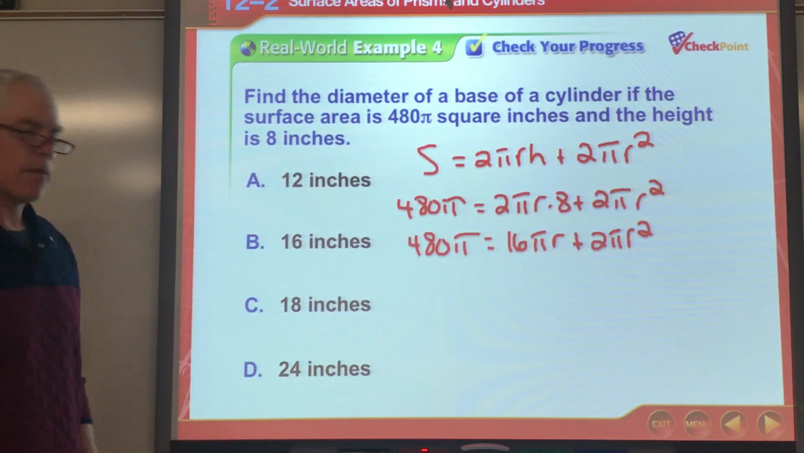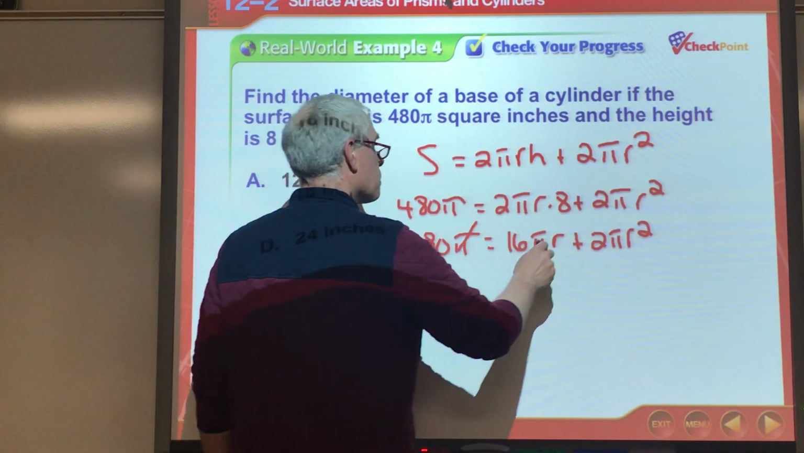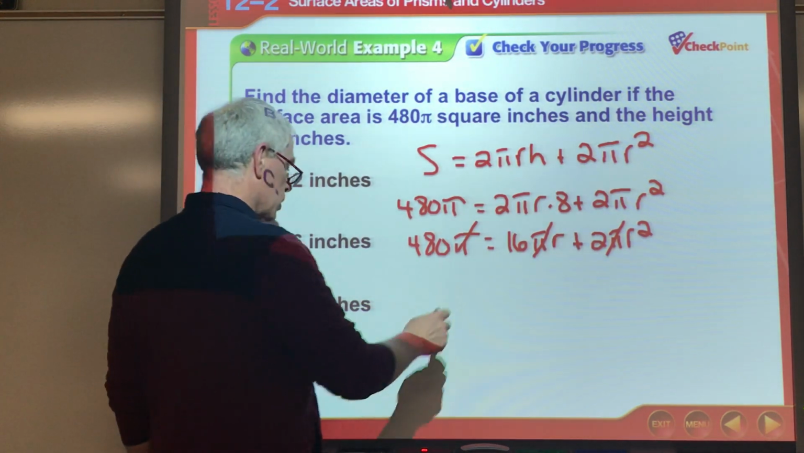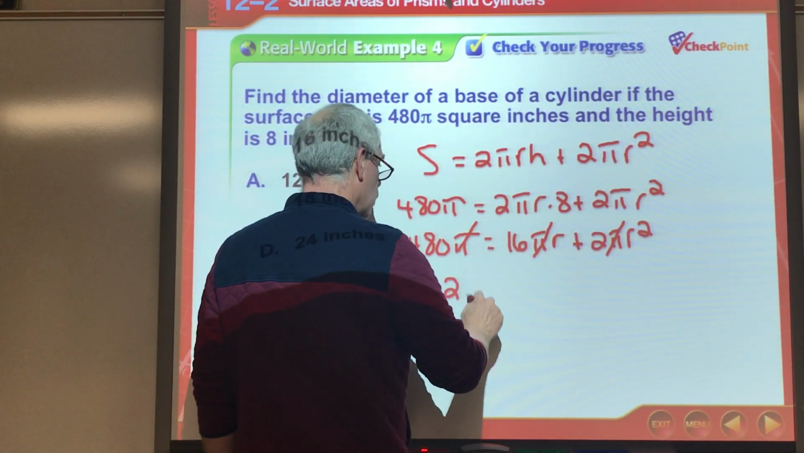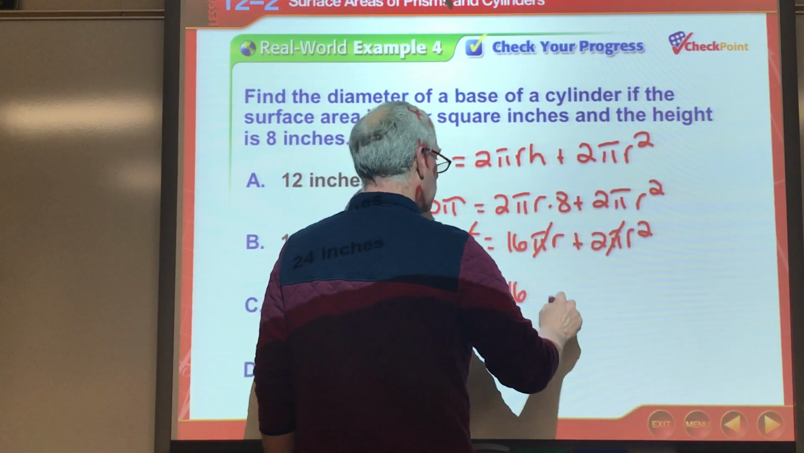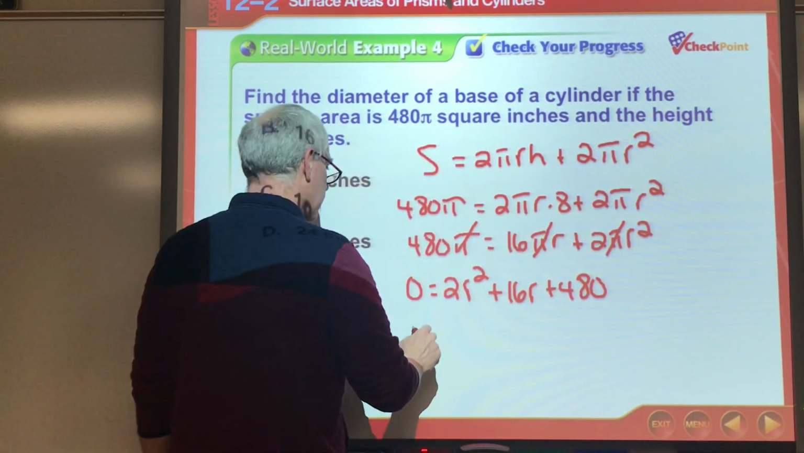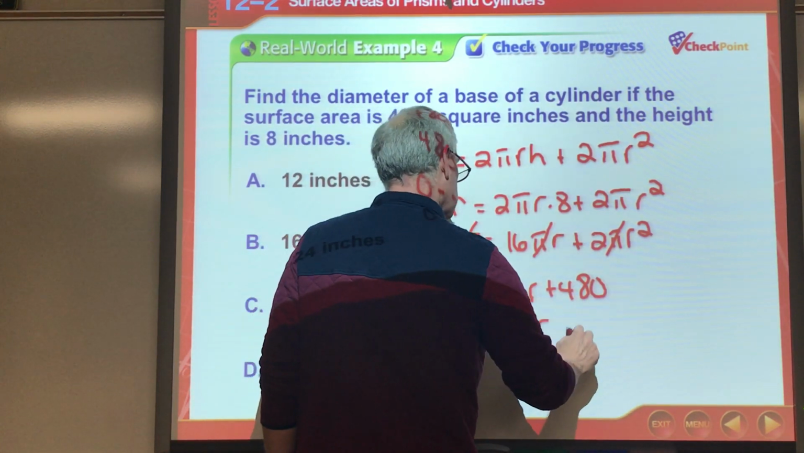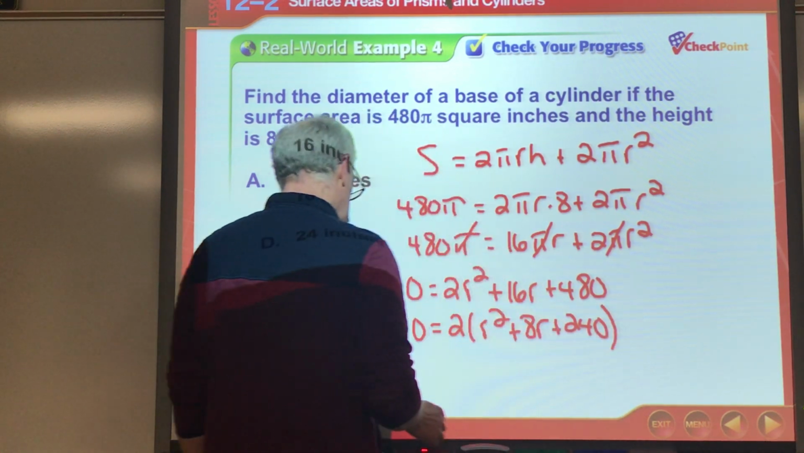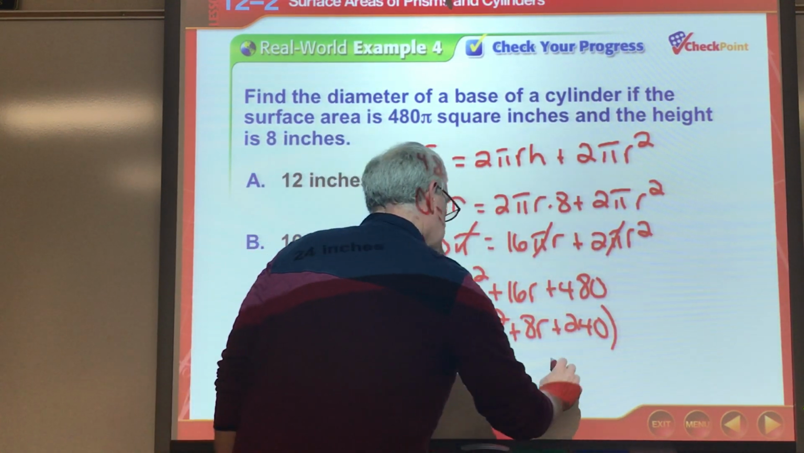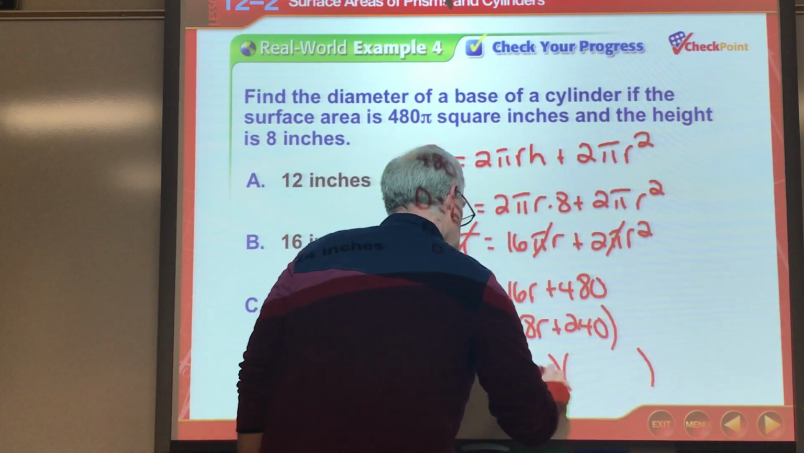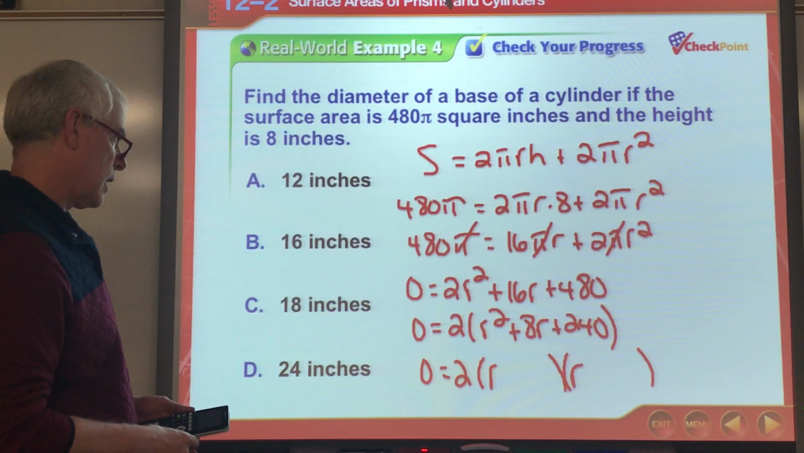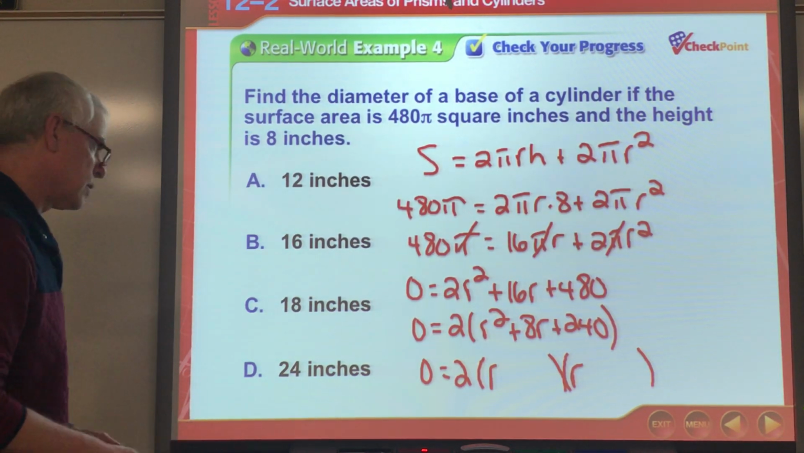All three of those terms have a pi in them, so I'm going to divide by pi. And then what I have left is a quadratic. It's kind of gross, but that's what I have to work with. So I'm going to get 0 on one side. I'm going to have 2r squared plus 16r minus 480. I'm going to factor out a 2. Okay, and then I'm going to try and factor this here. So I need to find numbers that multiply to 240 and add up to 8. Well, that doesn't work out so good, does it?